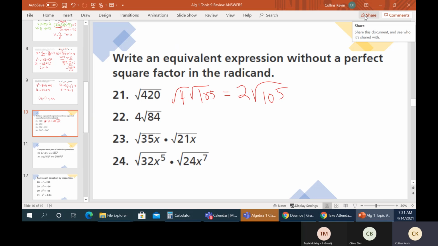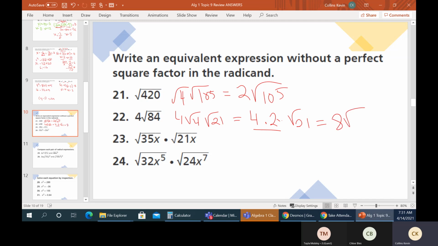So then we're going to do, so this will be 4, don't forget the 4 out front, times the square root of 4, and then times the square root of 21. And we know that the square root of 4 is just 2, so we got 4 times 2 times the square root of 21. So we just multiply these two together, so you get 8 times the square root of 21.